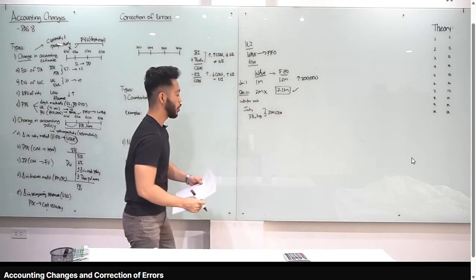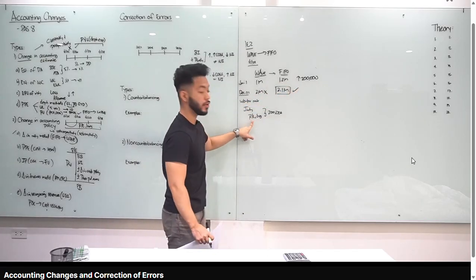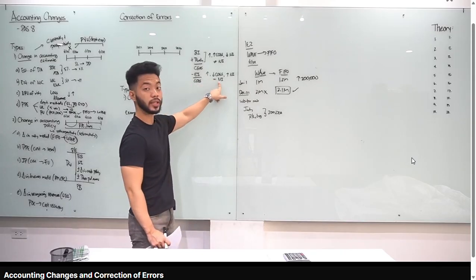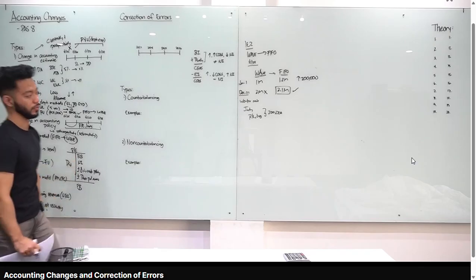Ganyan gagawin mo. Sir, bakit debit inventory? Eh, syempre, kailangan mo itaas yung inventory. Asset yan. Sir, bakit credit RE? Kasi ending inventory last year yan. Pag tinaas mo yung ending inventory, itataas mo yung net income. Saan ba napupunta yung net income? Sa RE. O yan. So, kaya 200,000.